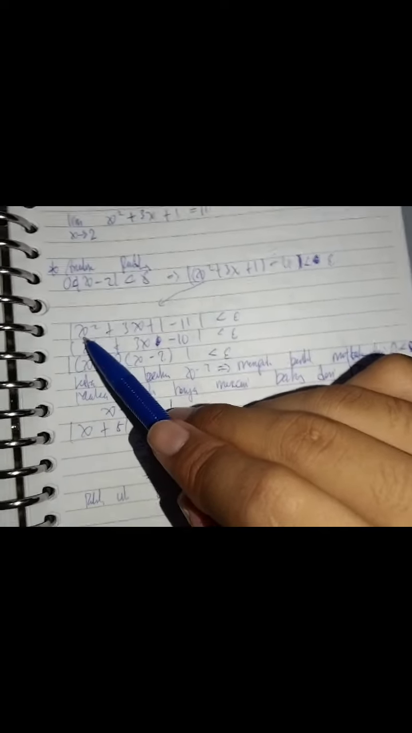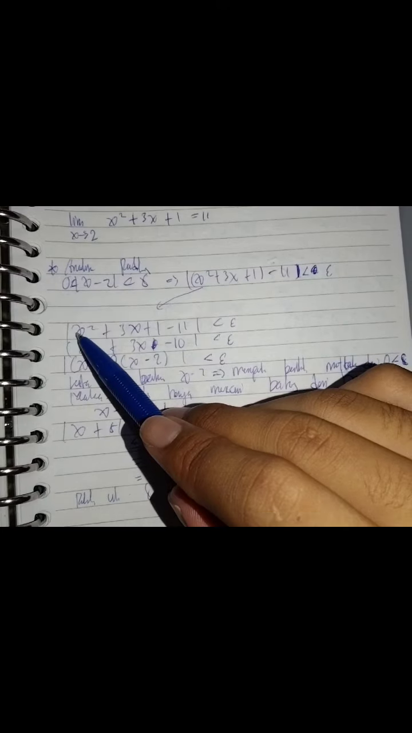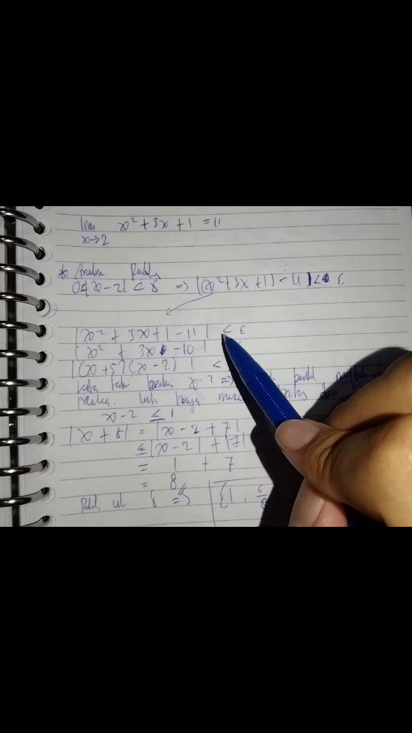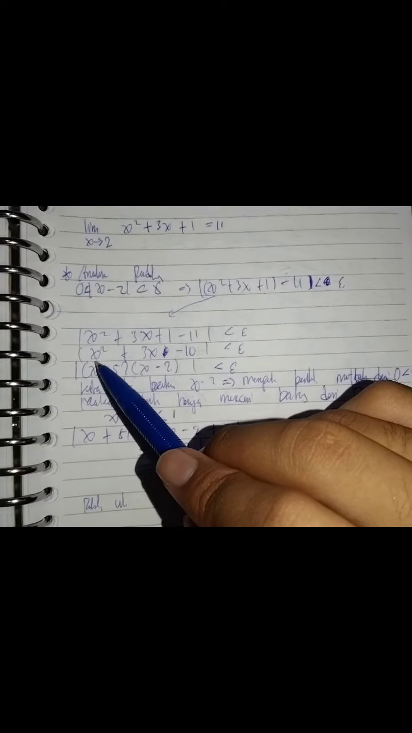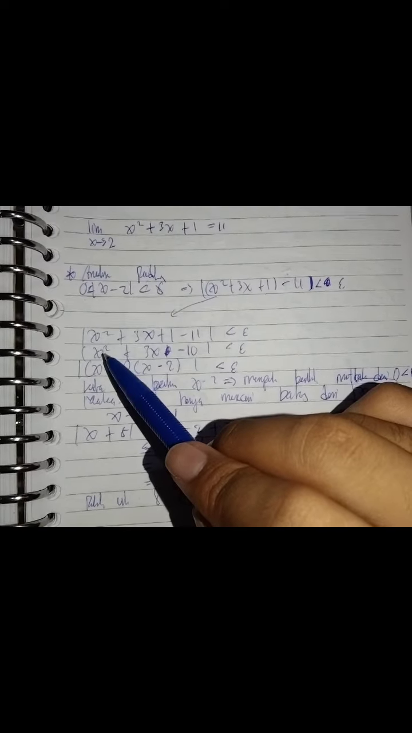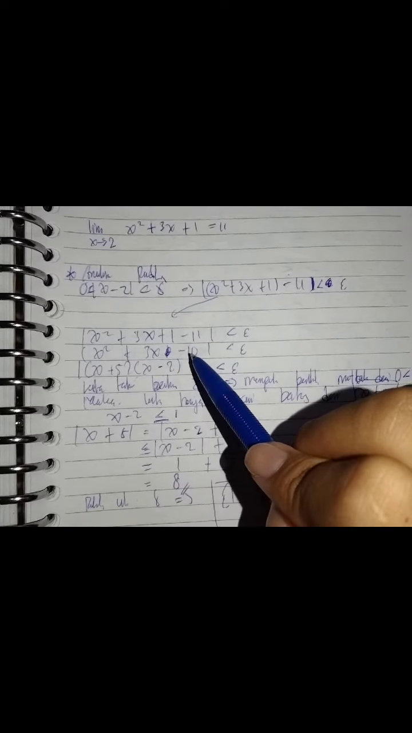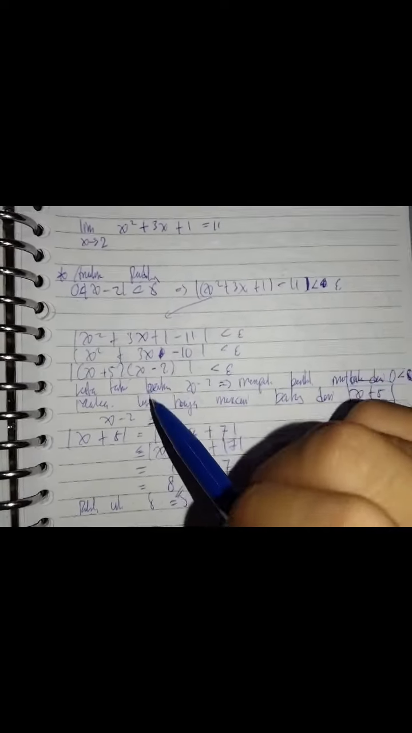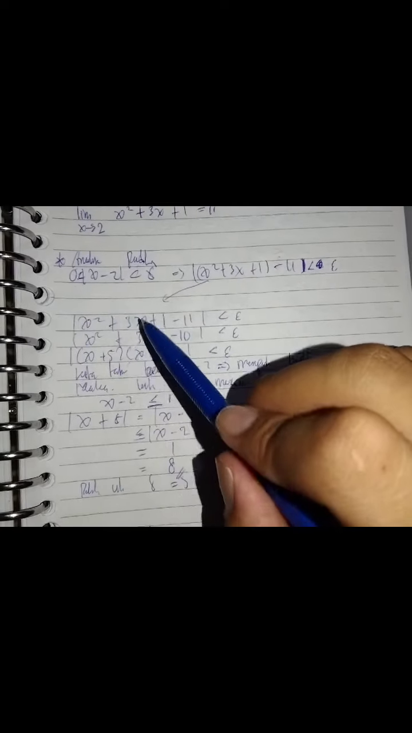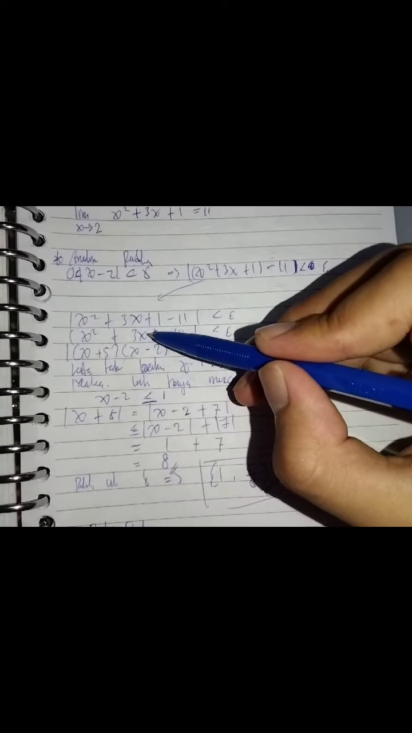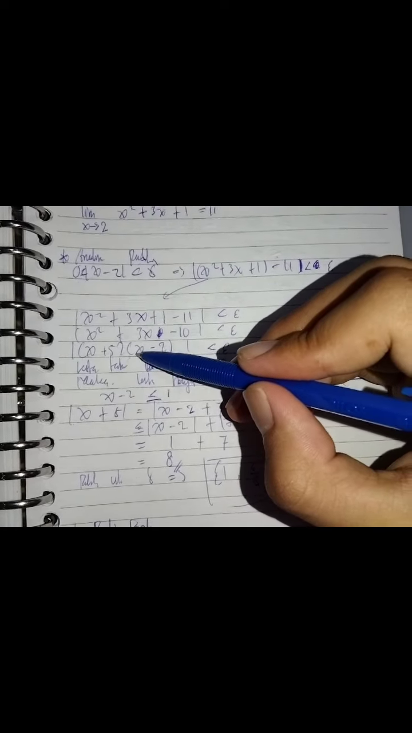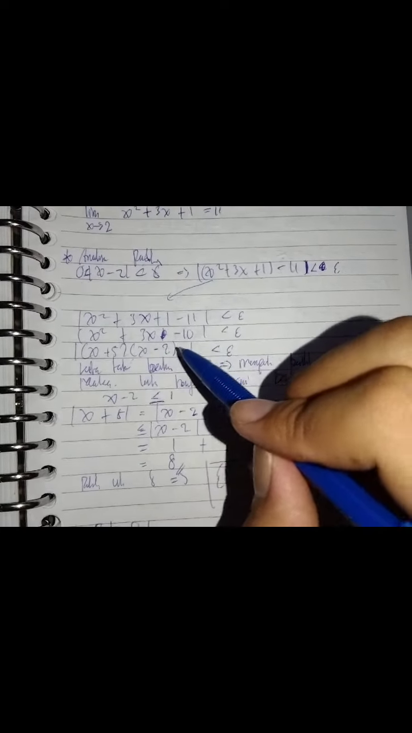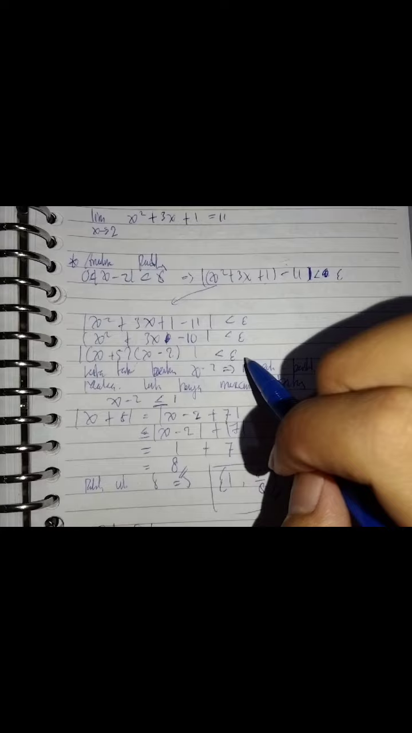In this we have |x² + 3x + 1 − 11| < ε. It can be written as |x² + 3x − 10| < ε. After that we can factorize this to this condition. So it will be |x + 5| times |x − 2| < ε.